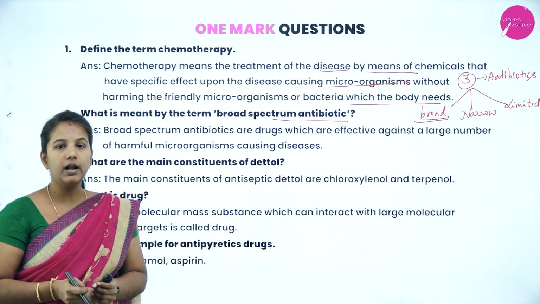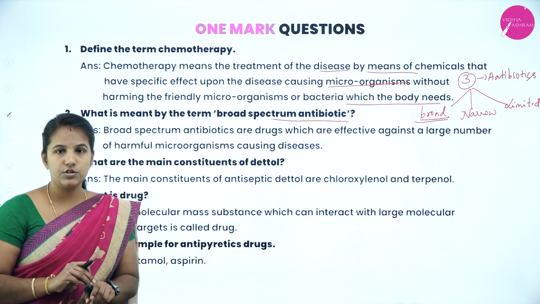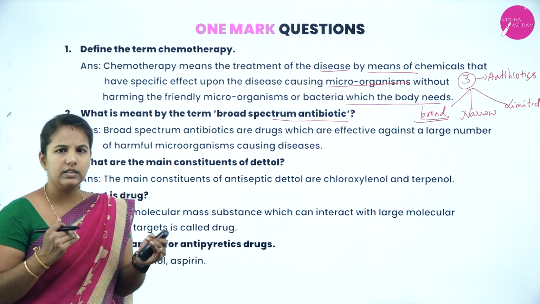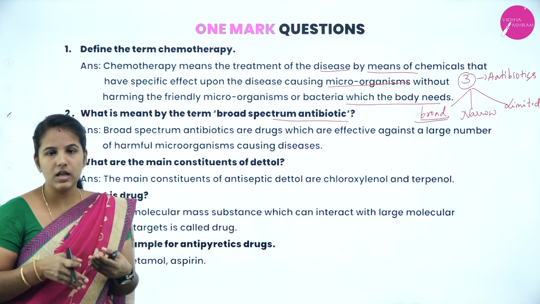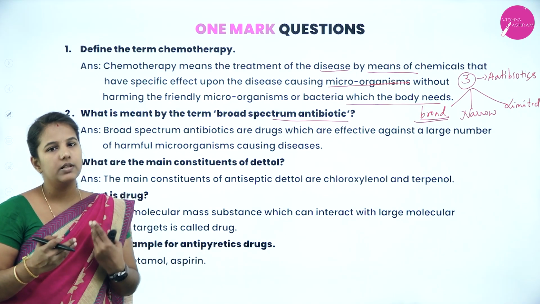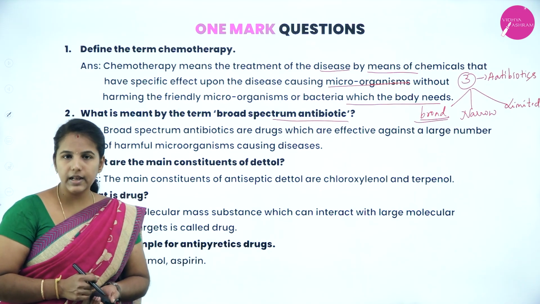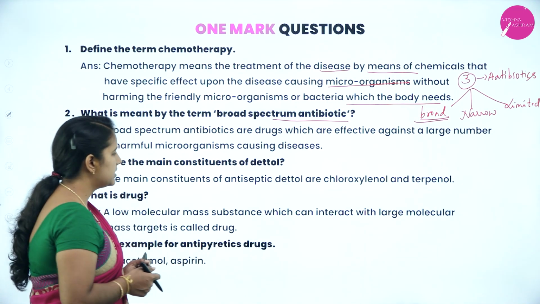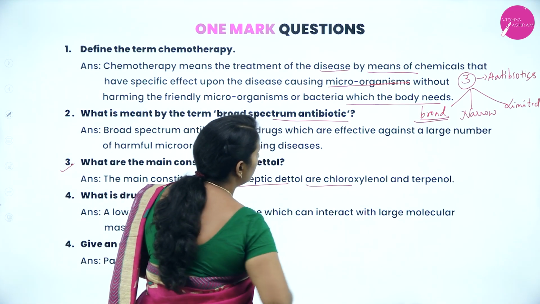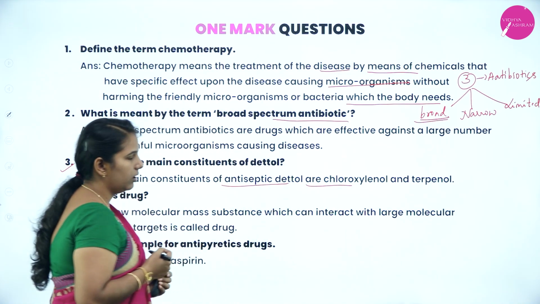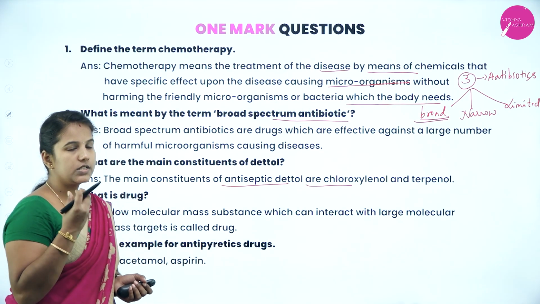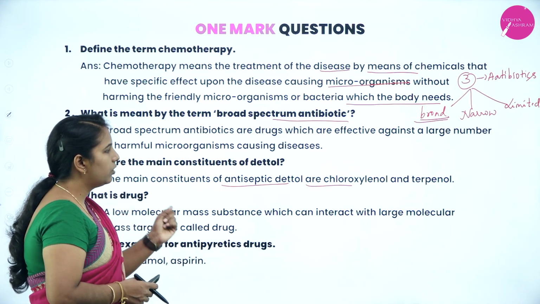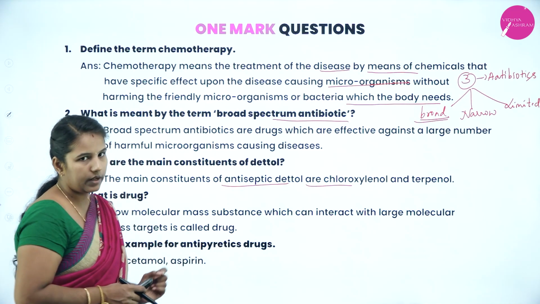And we very much know that we cannot apply a disinfectant to living tissues. So we can use it to clean the floors, glass items, whatever it may be. One such example is Dettol, which we use in our daily life. So what are the constituents? The main constituents of Dettol are chloroxylenol and terpineol. So they can ask you what the constituents of Dettol are. The main constituents of antiseptic Dettol are chloroxylenol and terpineol.